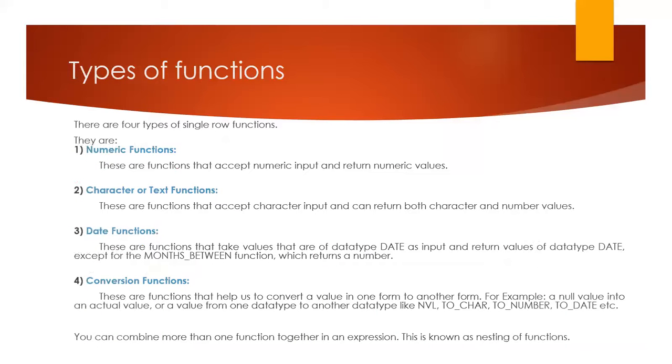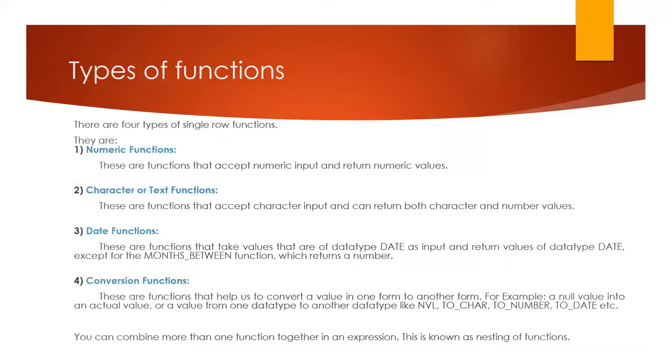Types of functions. There are four types of single row functions. First one is numeric functions. These are functions that accept numeric input and return numeric values. Character or text functions. These are functions that accept character input and can return both character and number values. Third one is date functions. These are functions that take values of data type date as the input and return values of data type date, except for the months between function, which returns a number.